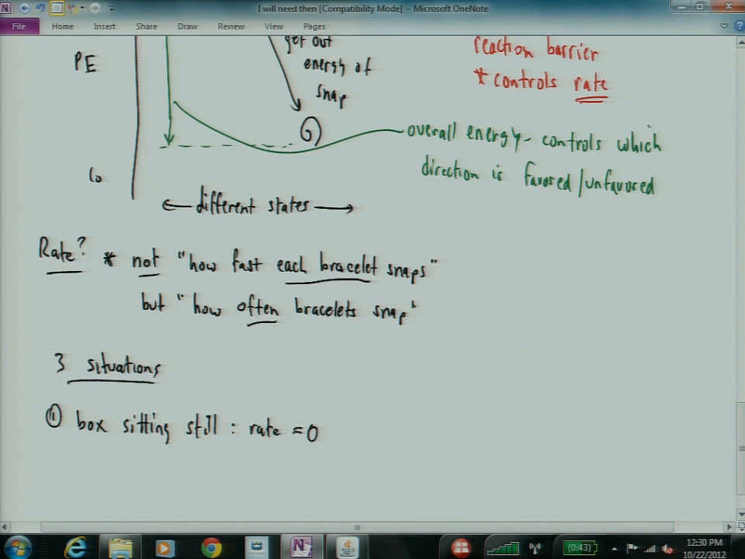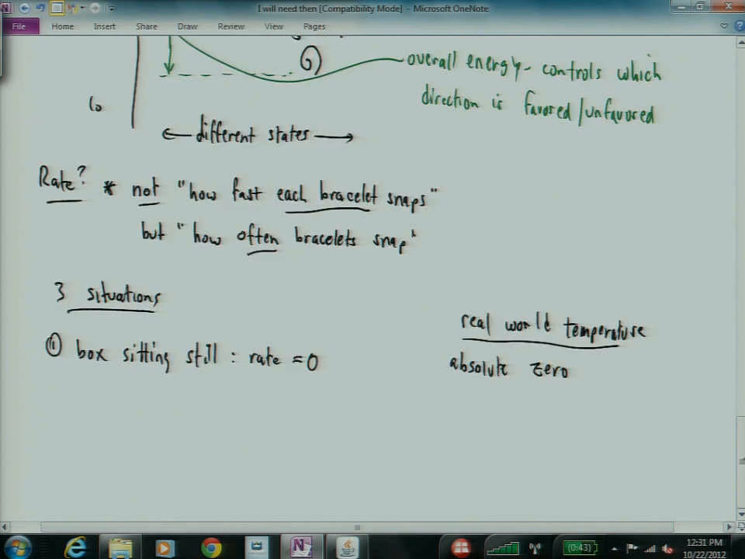And that corresponds to the real world temperature where there's no motion, absolute 0. So at absolute 0, chemical reactions have a rate of 0. All chemical reactions have a rate of 0. Number two, box shaking a little. The rate is low. And three, the box shaking a lot. The rate is higher. And this is like warm and hot, right?